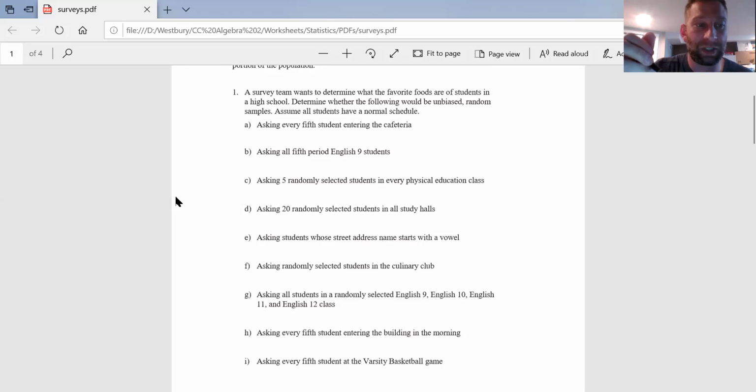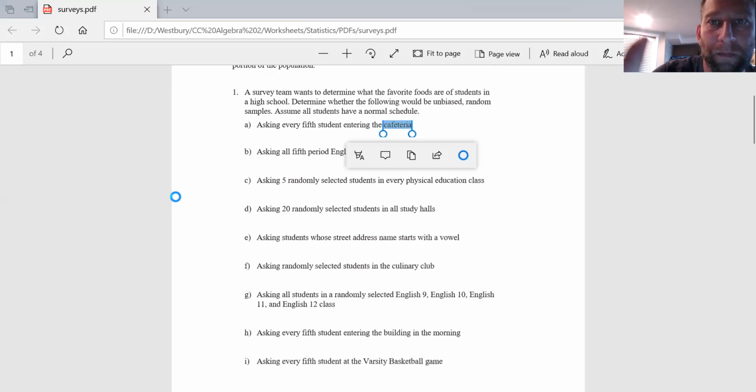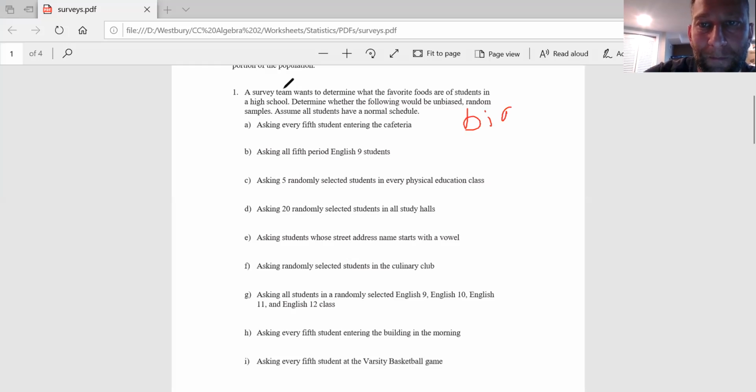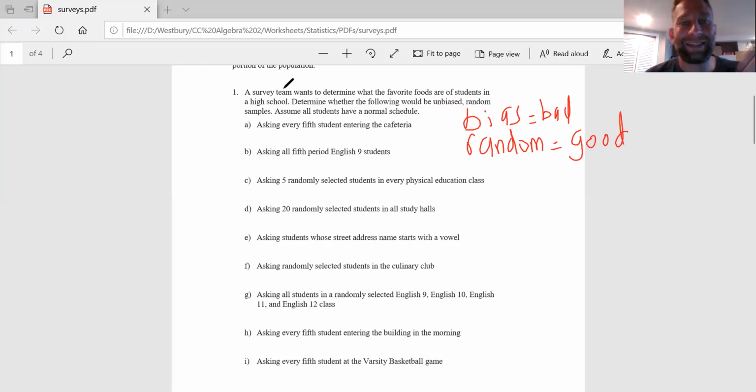So again, let's jot this down here. Bias is bad. Random is good. Asking every fifth student entering the cafeteria. Is that random? Yes.